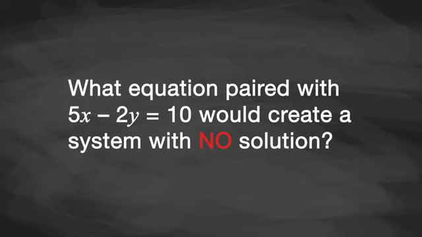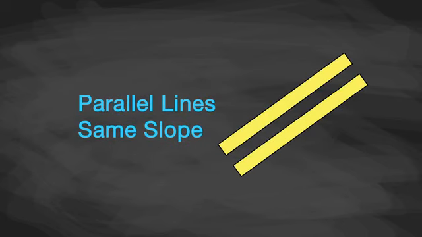What equation paired with 5x minus 2y equals 10 would create a system with no solution? Lines that are parallel never intersect, so they have the same slope and no solution. Find an equation that is parallel to 5x minus 2y equals 10.